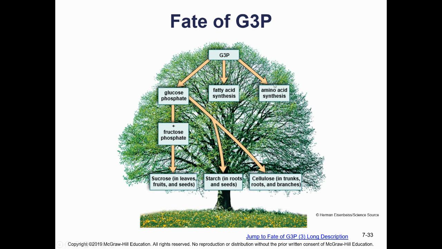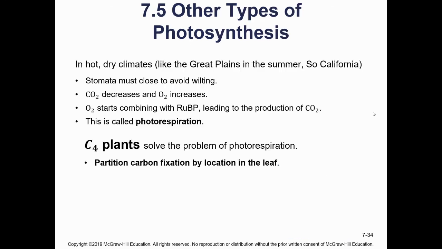So I can make my amino acids so I can make proteins. I can make my fatty acids so I can make plasma membranes. I can make my glucose phosphate so I can get energy, so I can store energy, and so I can build structural components. So that G3P is a very flexible molecule. All right. That is my C3 photosynthesis.